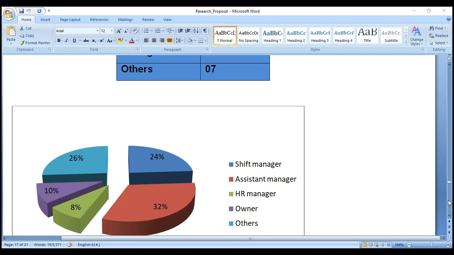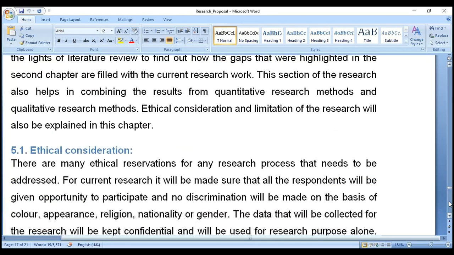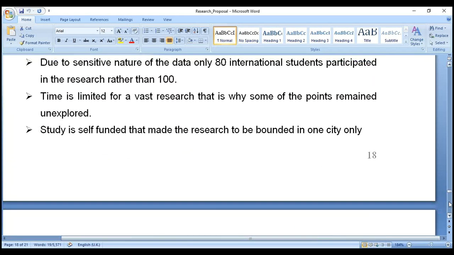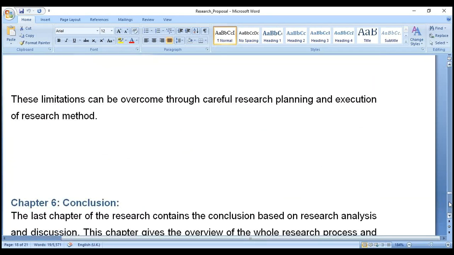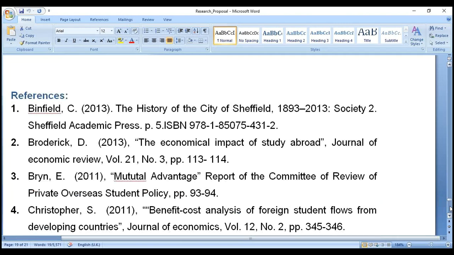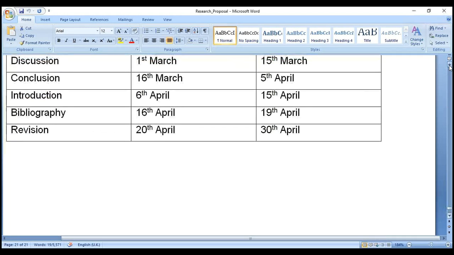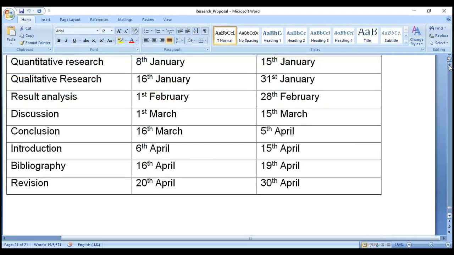in different forms, like a graph, a pie chart, a line graph. Ethical consideration, and the limitation of this research: we did it in only one area, so maybe future research, and it can't be applied throughout the UK because we did not look at other areas. Maybe this research can be used or further researchers could enhance it. So all being discussed, and the Gantt chart, you know, when we'll do it, like you will see here.